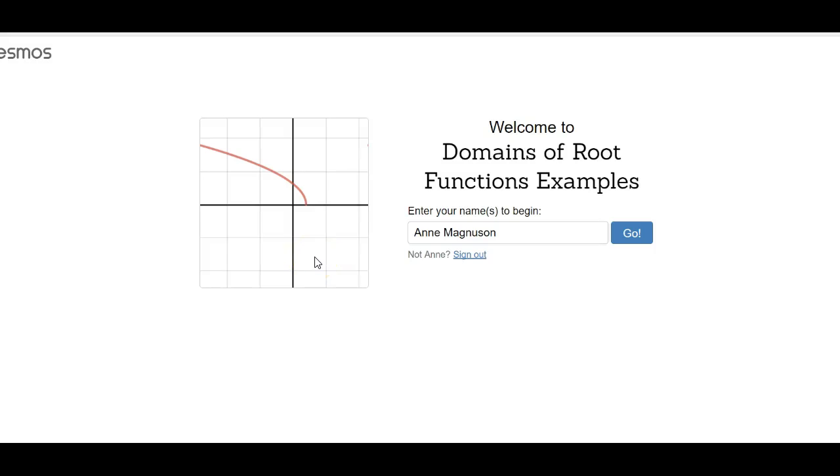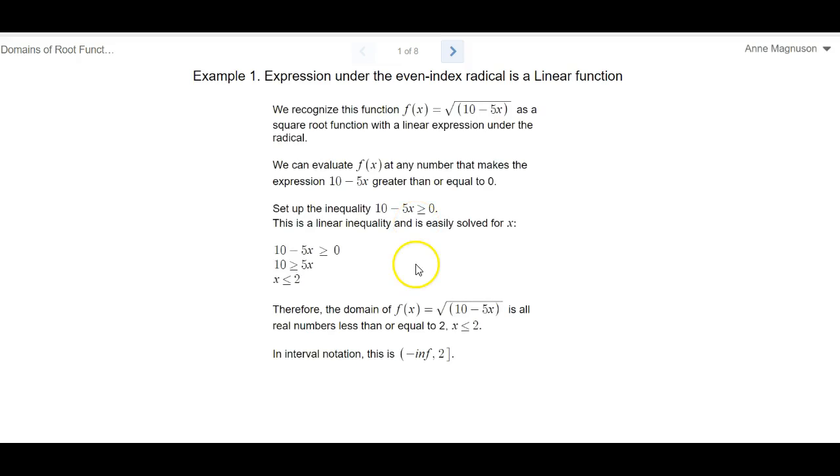This video will show some examples of how to find the domain of root or radical functions. Here we have a function that has an even index. It's a square root function, and the expression under the radical is a linear function, 10 minus 5x.